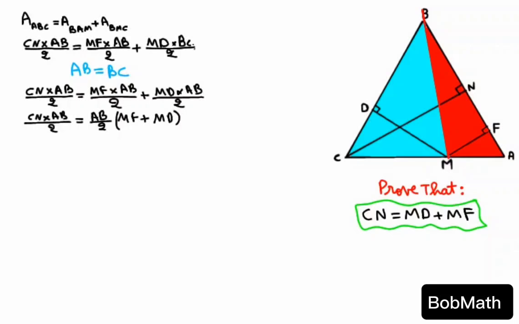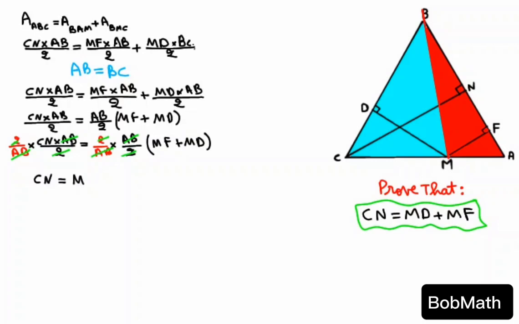Now we multiply this equation by the number 2 divided by AB. So we get 2 divided by AB times CN times AB divided by 2 equals 2 divided by AB times AB divided by 2 times (MF plus MD). Now we simplify the numbers 2 and AB, so we get CN equals MF plus MD. So this is the relationship required in this exercise.